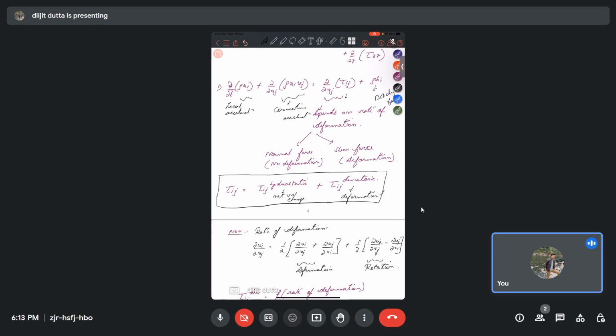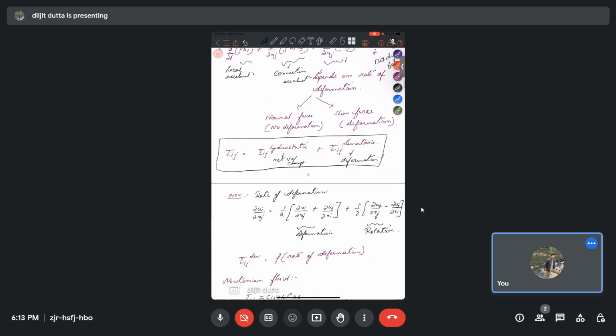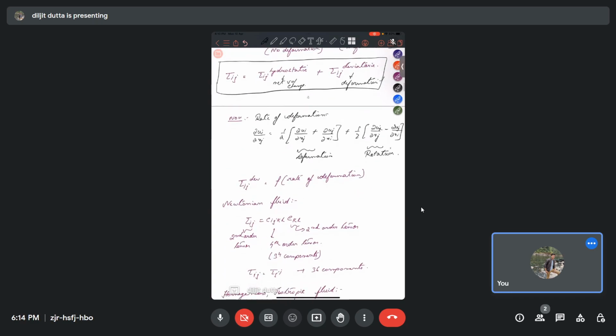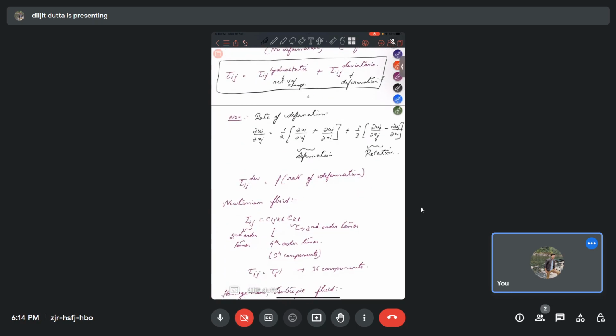So it is like you are pressing the fluid in all the directions. If the fluid is compressible, then there will be a change in volume of the fluid, but if the fluid is incompressible, then there won't be any change in the volume of the fluid. I hope these two factors are clear, how we have divided the tau_ij equation into two parts.